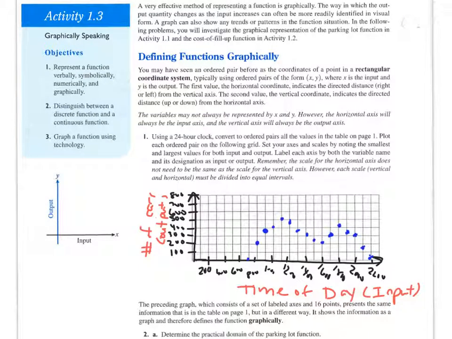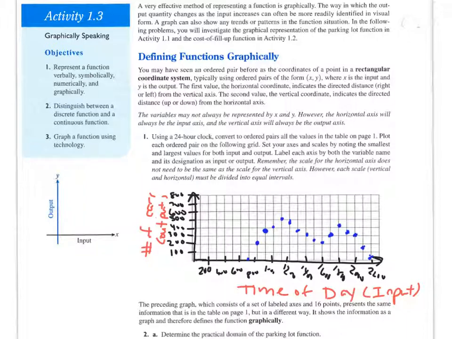Hi everyone. So this is activity 1.3. You're covering this in week number 2. So remember, this is a required activity. So you will have to do this one along with me and bring it to the final exam for part of your grade. So in this activity, we're really looking at starting to graph some of these functions.